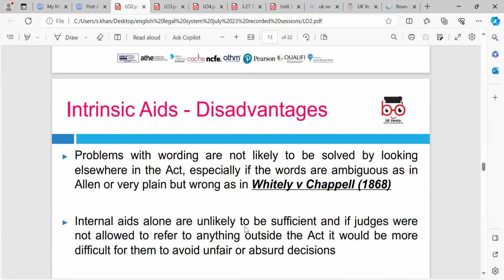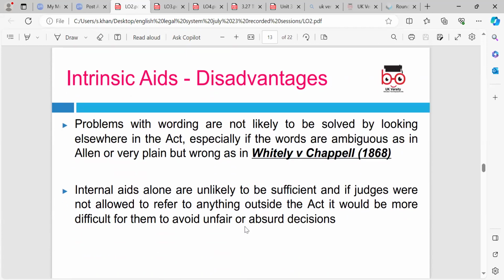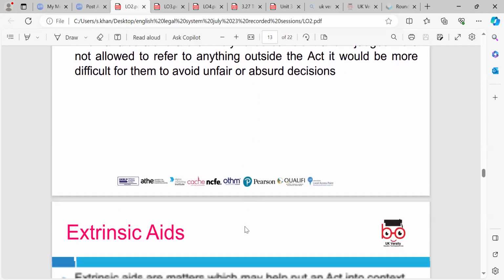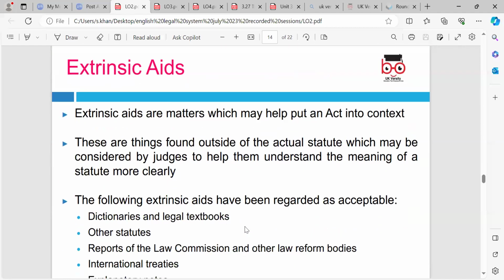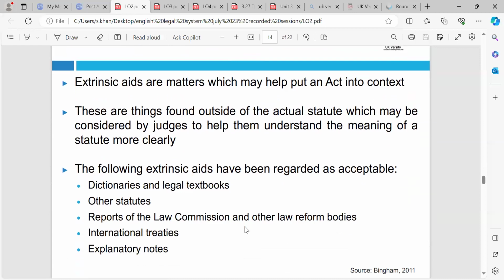We also looked at intrinsic aid and we referred to some disadvantages of it, and the problems with wording as well. And we looked at the case of Whiteley and Chappell, 1868. We then went on to extrinsic aids, and they are matters which help put an act into context.